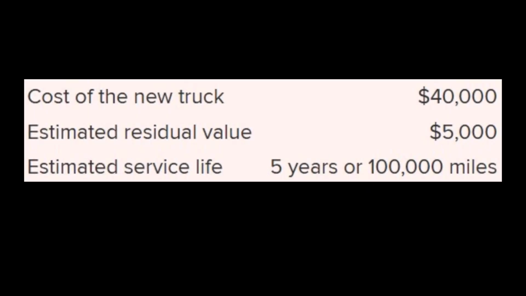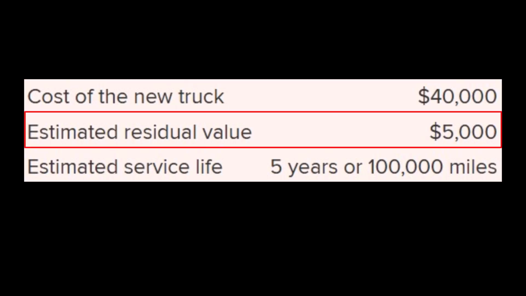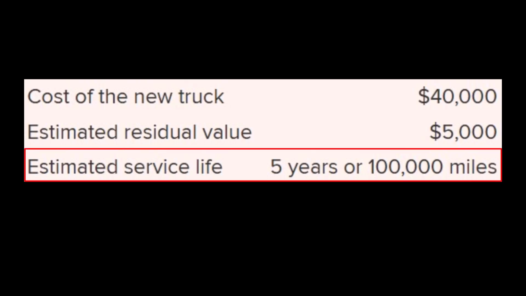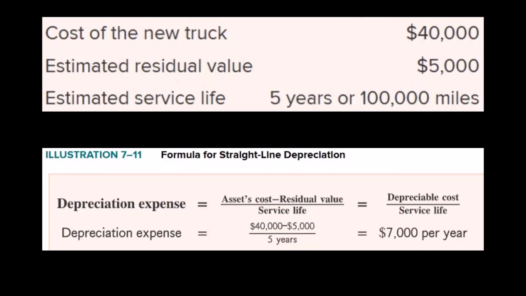To illustrate the different methods, we'll use one consistent example. Little King Sandwiches buys a new delivery truck. The cost is $40,000. It has an estimated residual value of $5,000 and an estimated service life of 5 years or 100,000 miles. First up is the straight line method. This is the simplest and most common method. It allocates an equal amount of depreciation to each year.